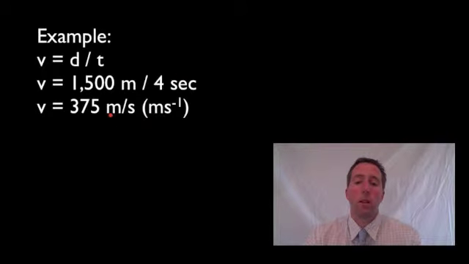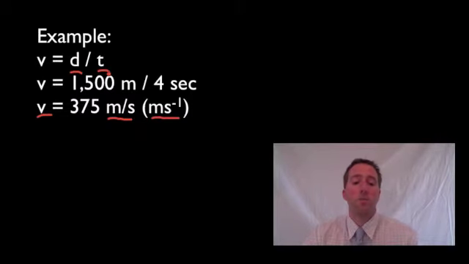Sometimes when people write, instead of writing meters per second, they write meters and seconds to the -1. So these both mean the same thing. It's meters per second. So that's an example of calculating the velocity or the speed of a wave as long as I've been given the distance and the time.